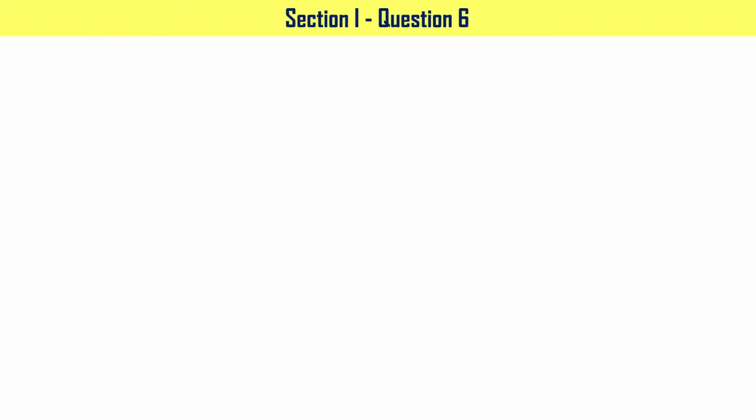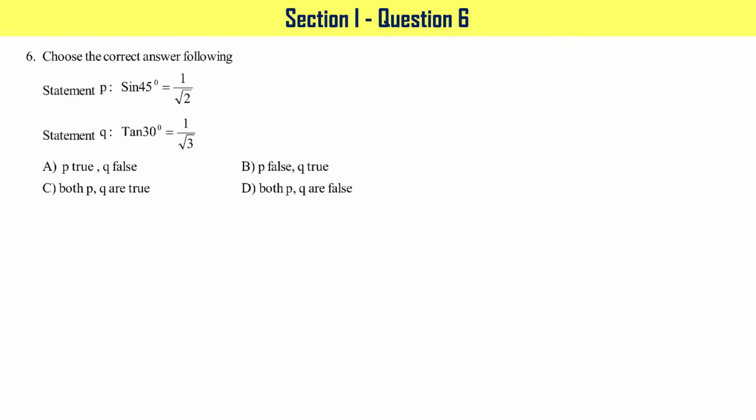Let's go to the next question, question number 6. Choose the correct answer from the following. Statement P says that sine 45 degrees is 1 by root 2 and statement Q says that tan 30 degrees equal to 1 by root 3.